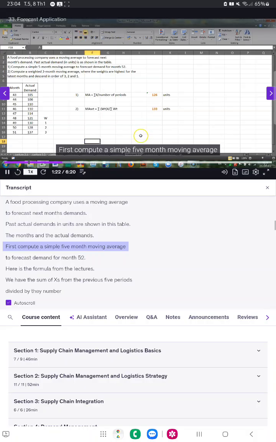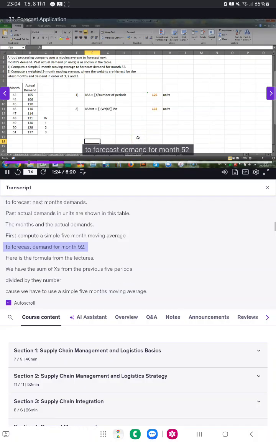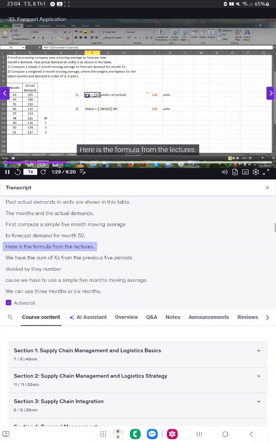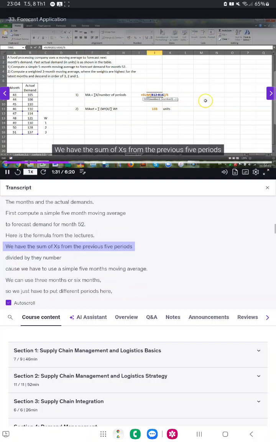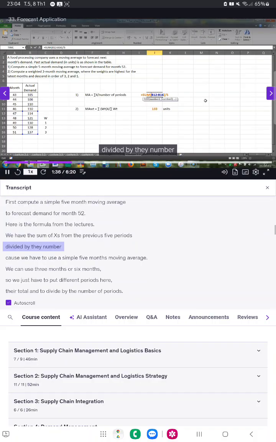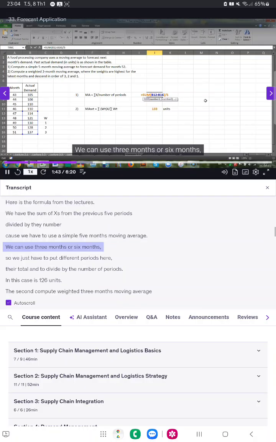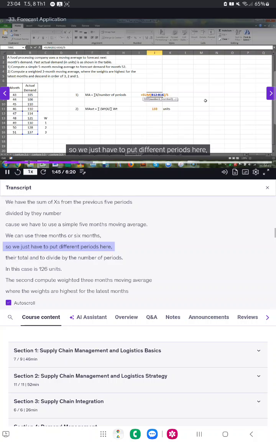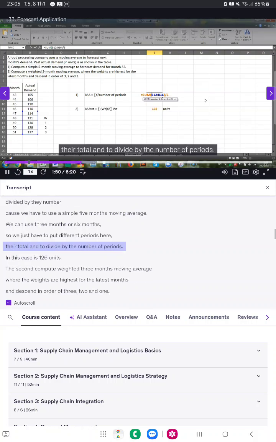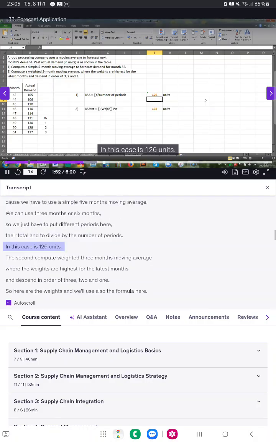First, compute a simple 5-month moving average to forecast demand for month 52. Here is the formula from the lectures. We have the sum of x's from the previous 5 periods divided by the number, because we have to use a simple 5-month moving average. We can use 3-month or 6-month, so we just have to put different periods here, their total, and divide by the number of periods. In this case, it is 126 units.